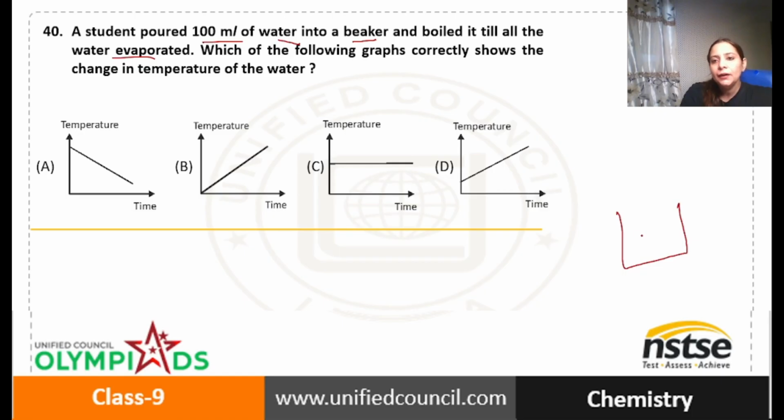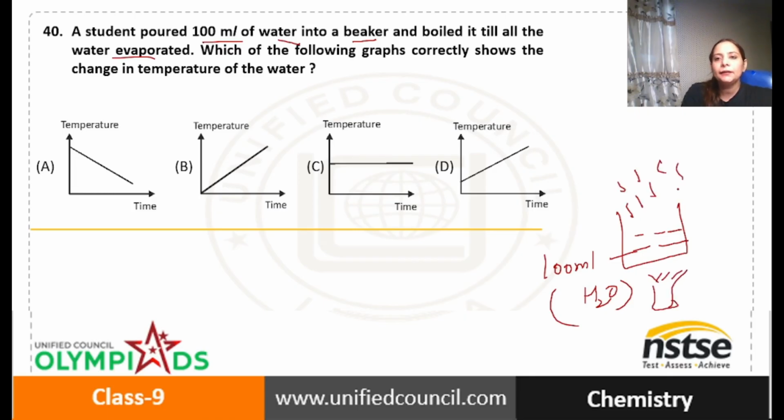So a beaker which contains 100 ml of water is boiled till all the water gets evaporated. So he is boiling it and water is getting evaporated. These are vapors, let's say. Which of the following graphs correctly shows the change in temperature of the water?